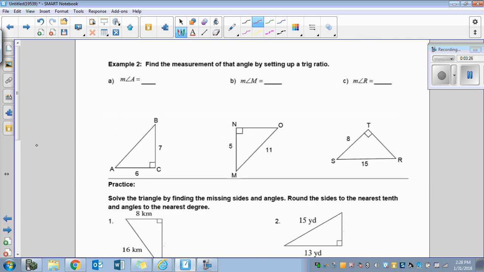All right, go ahead and flip your paper over. Find the measurement of the angle by setting up a trig ratio. We need to know which trig ratio to use. So remember, I'm going to write down SOHCAHTOA, S-O-H, C-A-H, T-O-A. We still need this. We can't just pick any old trig function we want. We have to pick the one that works.